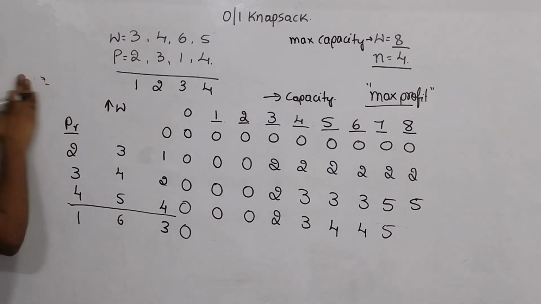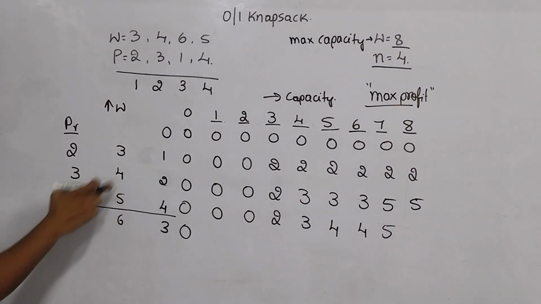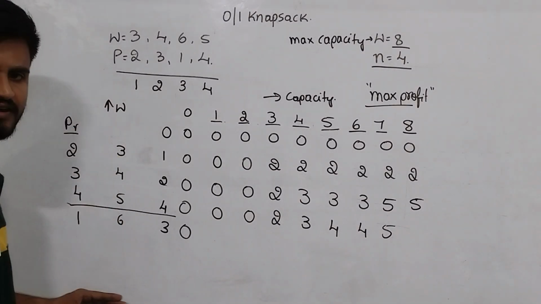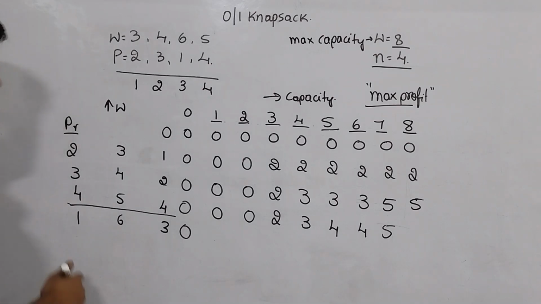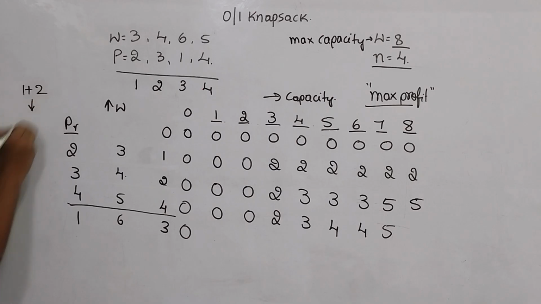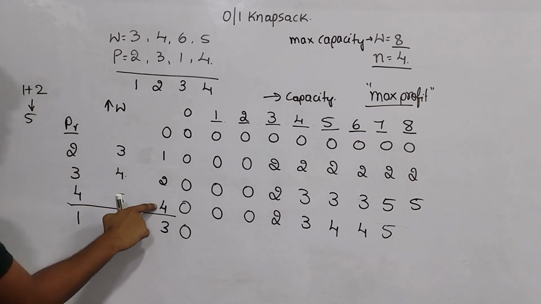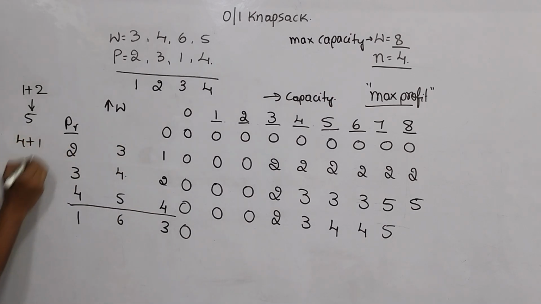Now the capacity has increased up to 8. So you can fill first, second and fourth object directly because their weights are less than or equal to 8. And now 4 plus 3, that is you can combine first and second item. Their profits are 2 plus 3, that is 5. Or else you can combine 5 plus 3, that is fourth item with the first item.